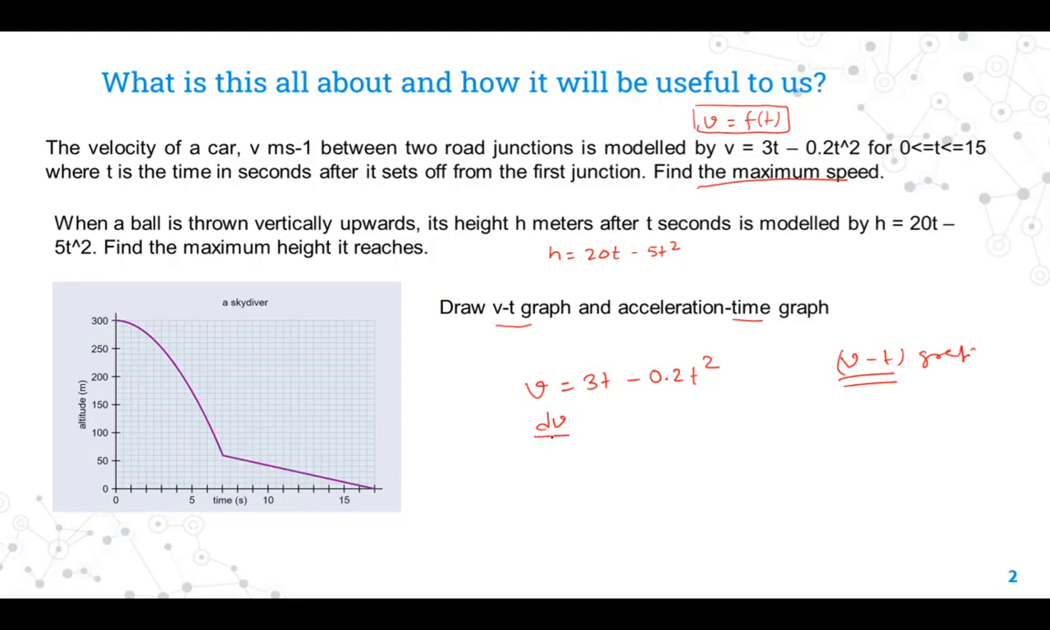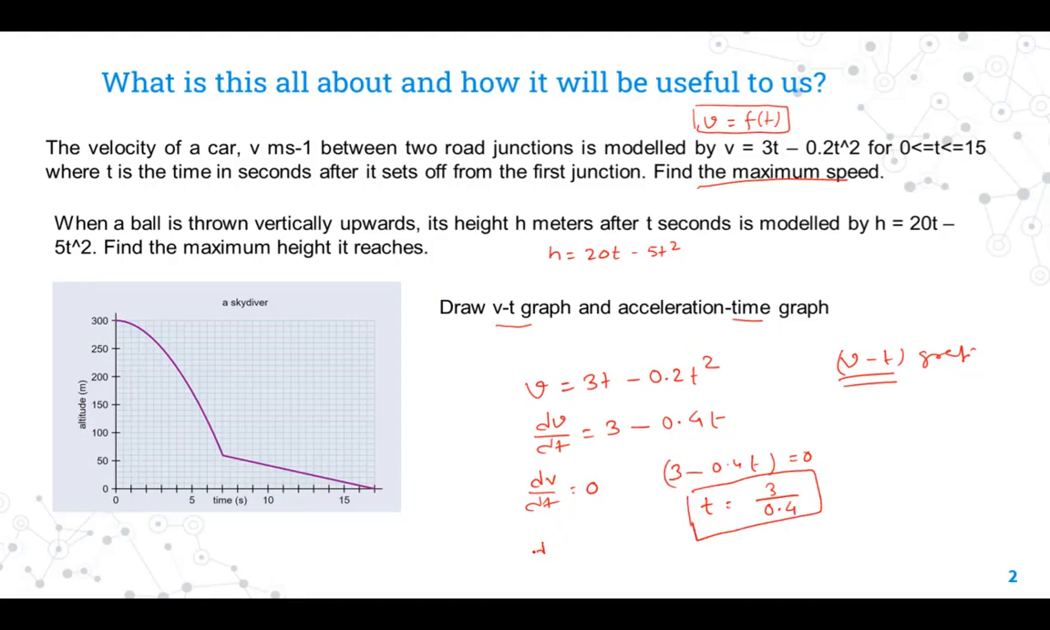We have to find out dv by dt, the first derivative. So this is 3 minus 0.4 into t. What do we do at the point of maxima or minima? We equate it to 0. So 3 minus 0.4t is equal to 0, so time equal to 3 by 0.4. We have to find out the maximum speed.